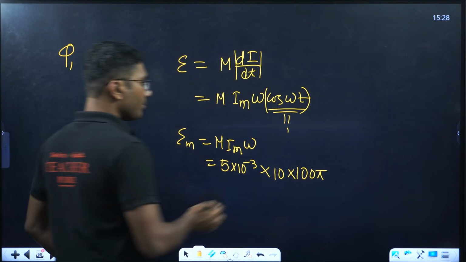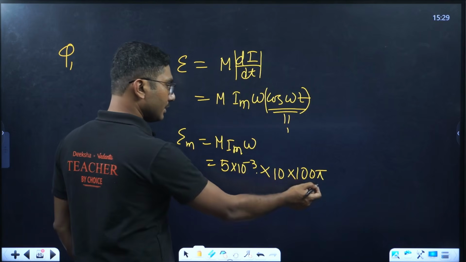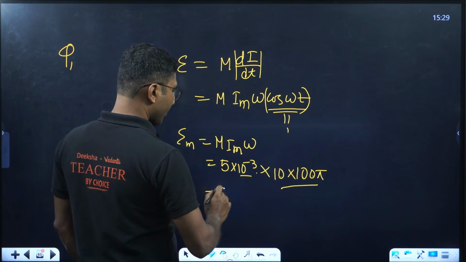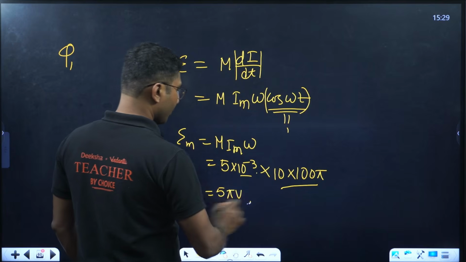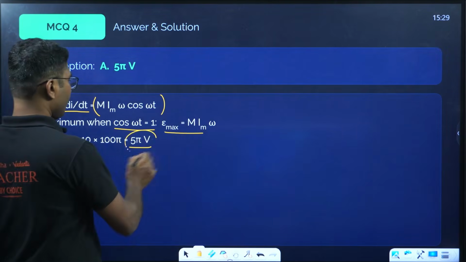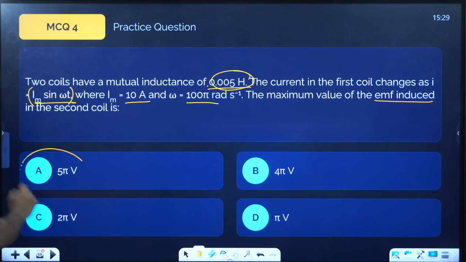Okay, so how many zeros? 1, 2, 3 zeros are there, and 10 to the power minus 3. So these 3 zeros and 10 to the power of minus 3 will cancel. Our final answer will be 5 pi volt. Okay, it will be 5 pi volt. So answer is 5 pi volt. Okay, so correct answer here is 5 pi volt.